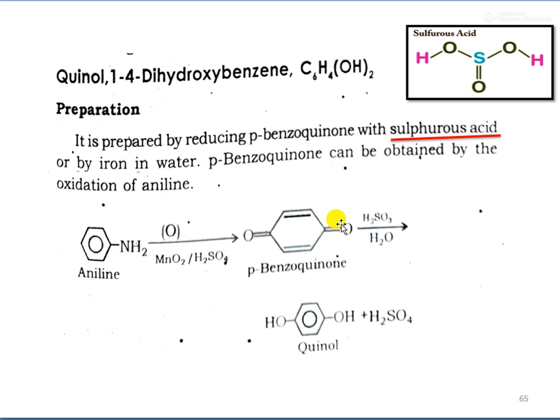So it is oxidized. At the para positions you have two oxygen atoms, and this benzene ring is changed to the two double bond structure. And when this structure is treated with sulfurous acid, it gives quinol. So sulfurous acid will give H+ ions to the oxygen. So the resulting structure is quinol, and the delocalization of this benzene ring is restored in the resulting structure. This is the structure of sulfurous acid.